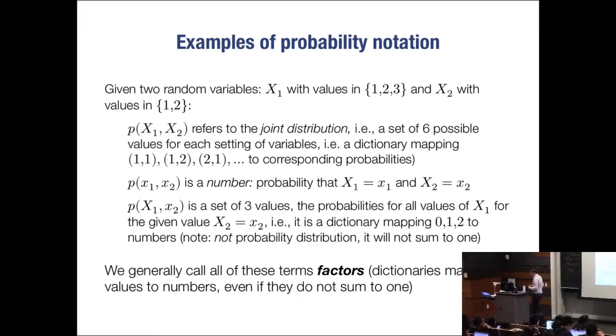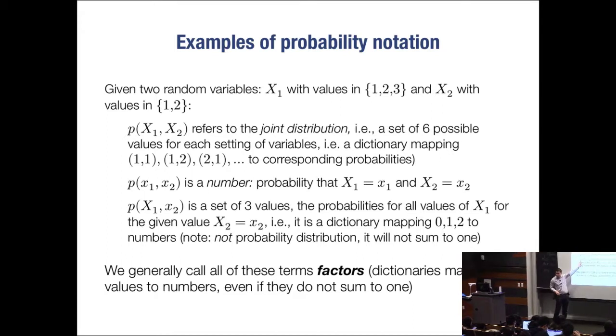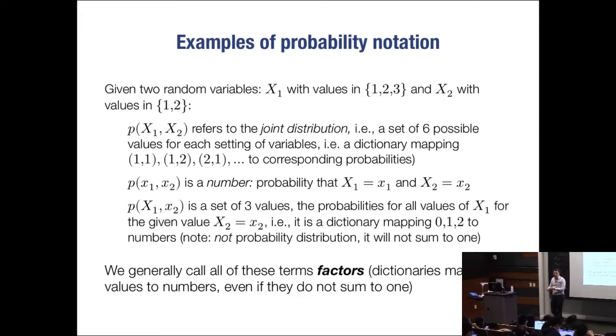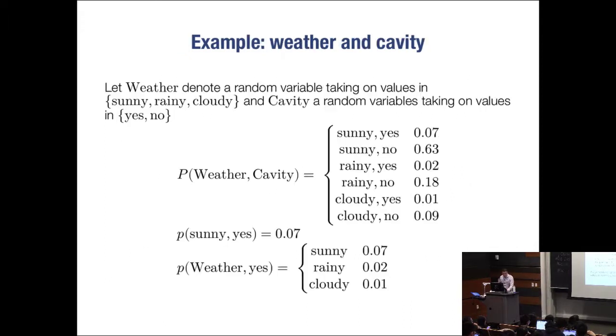I'm going to give an example of this in a second, but I will say that because a lot of these things do not actually correspond to real probabilities, we call them generically factors. So factors are these arbitrary dictionaries that are mappings from keys, the values a random variable can take on, to numbers in [0, 1].